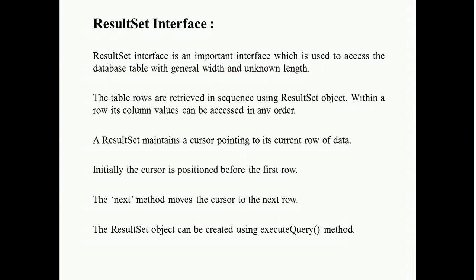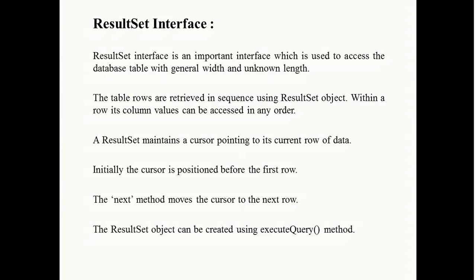Today we will see the next point, the ResultSet interface. The ResultSet interface is an important interface which is used to access a database table with a general width and unknown length. The table rows are retrieved in sequence using the ResultSet object. Within a row, its column values can be accessed in any order.